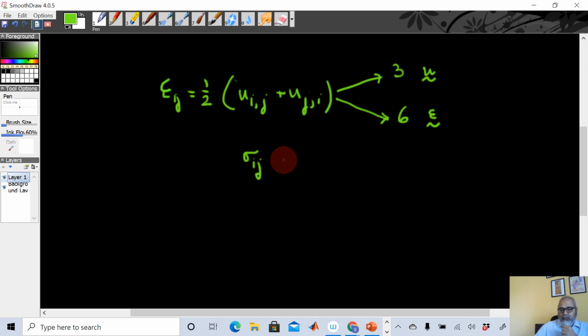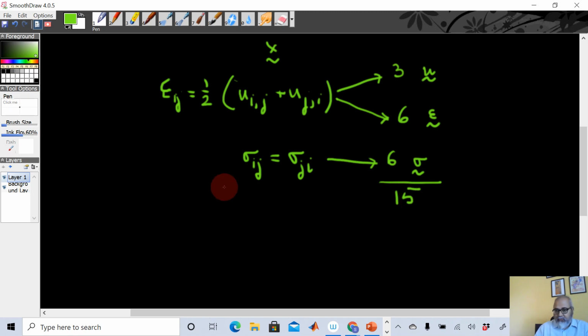Again, we have shown that sigma ij is equal to sigma ji. This followed from the balance of angular momentum, and this means that sigma ij is also symmetric, and therefore there are six sigmas. So at any point x on a continuum, you have three displacements, six strains and six stresses. That means altogether 15 variables to be determined.